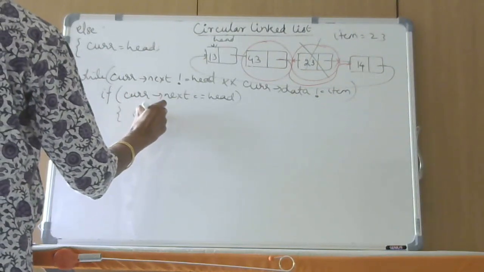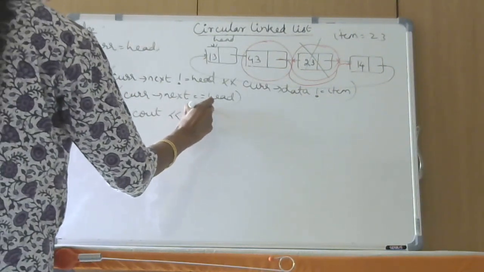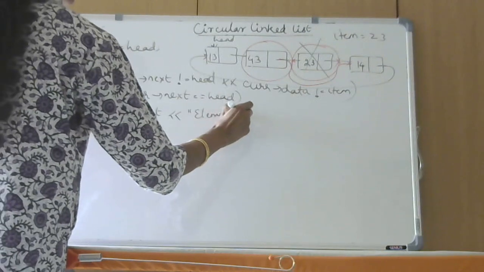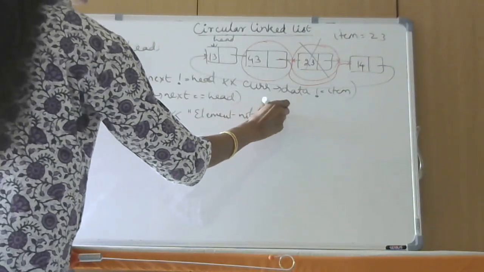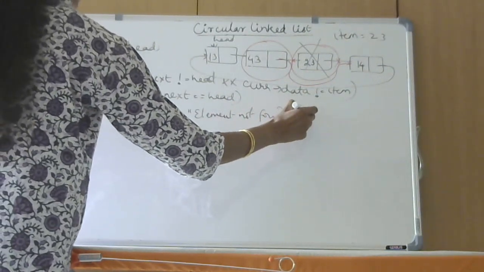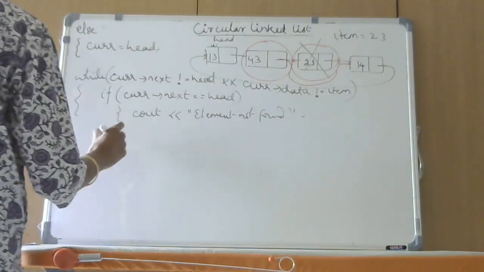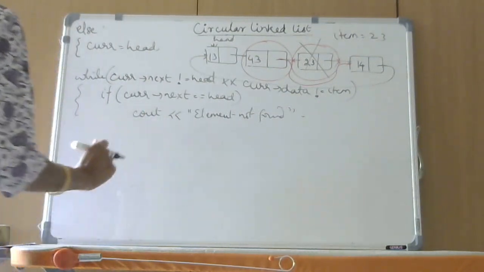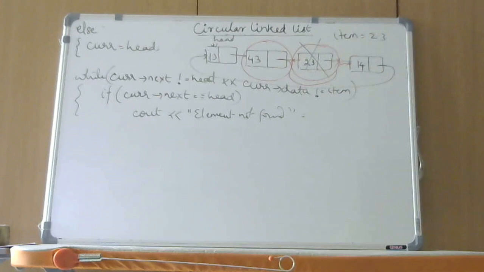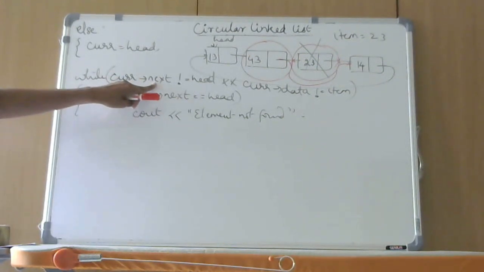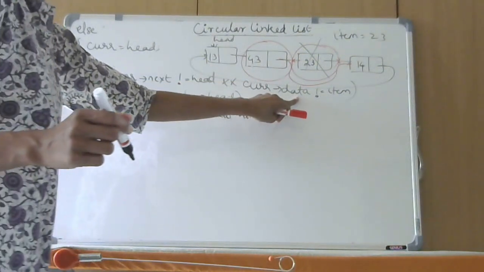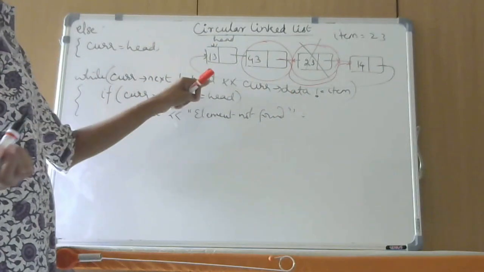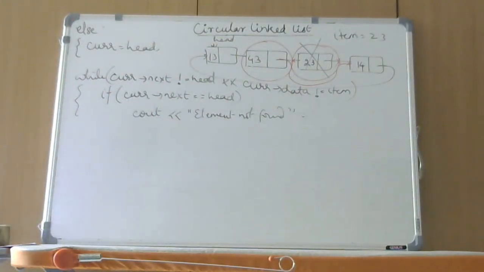Then cout: element not found. Why am I writing this? While current of next is not equal to head and current of data is not equal to item. Only these two conditions will get you inside this. If these two are satisfied, you will get inside this while loop.